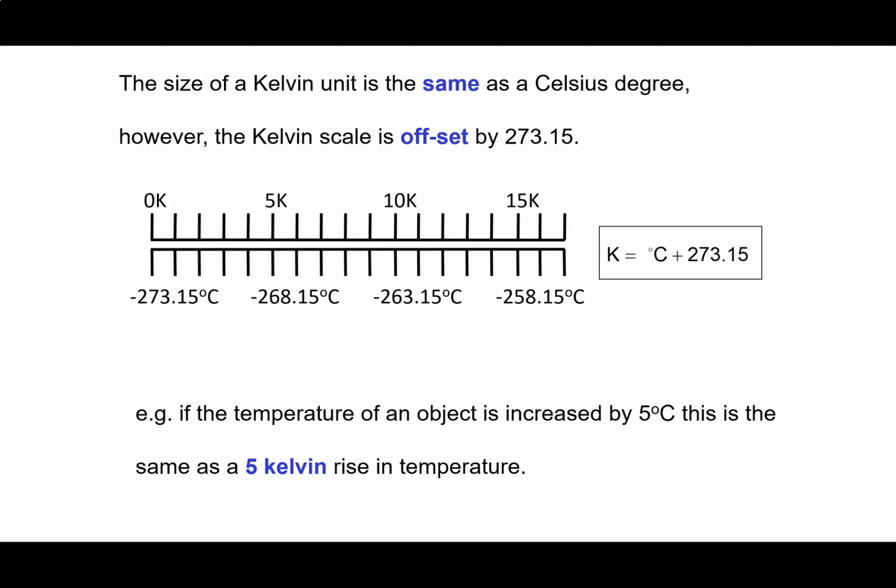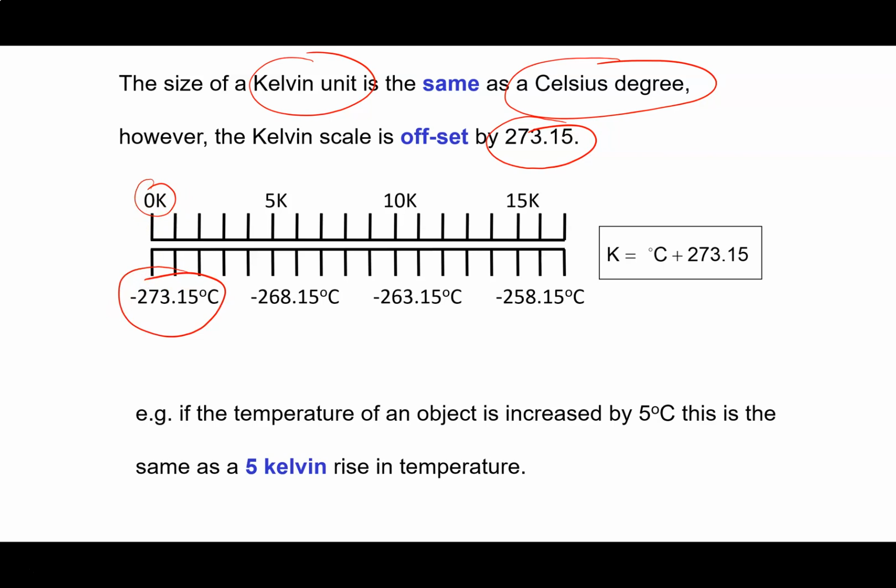Now, the size of a Kelvin unit is exactly the same as a Celsius degree. The only thing we have to account for is that the scale is offset by 273.15. So 0 Kelvin is minus 273.15 Celsius.